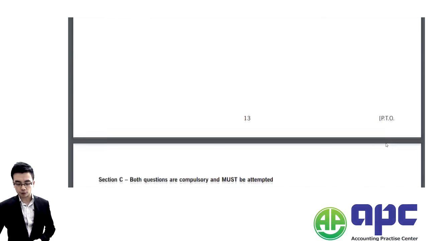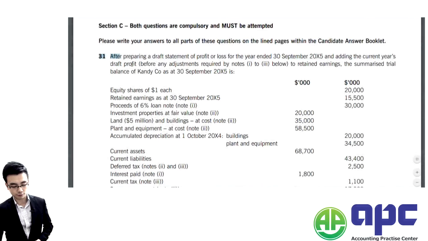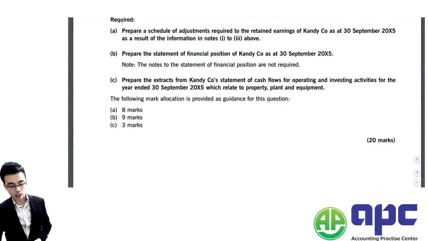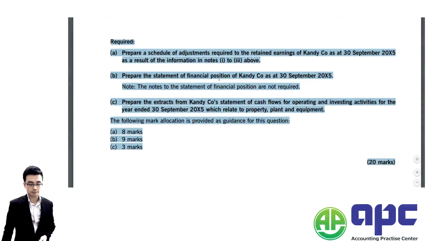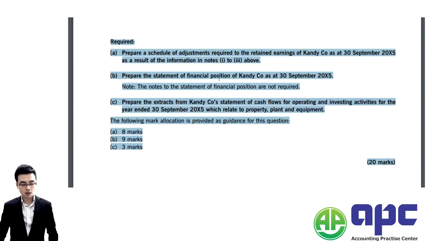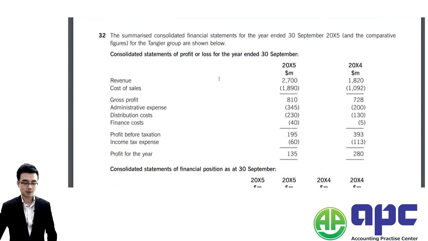And the final section for the F7 is section C. For example, we've got question 31, and we are required A, B and C worth 20 marks. Part A, prepare a schedule of adjustments required to retained earnings. B, prepare the statement of financial position. C, prepare the cash flow extract. Based upon the long case, of course, I'm going to show you how to do that in a second.